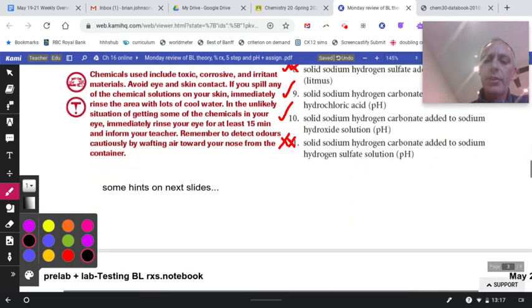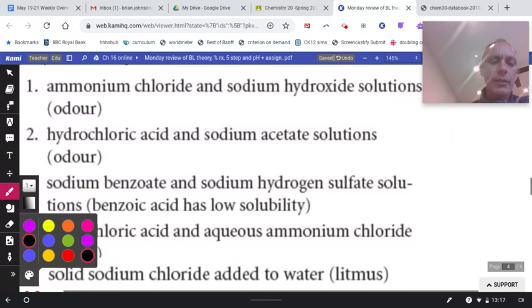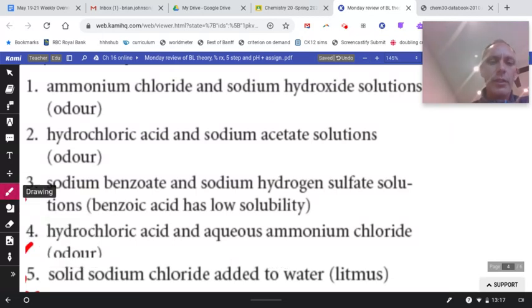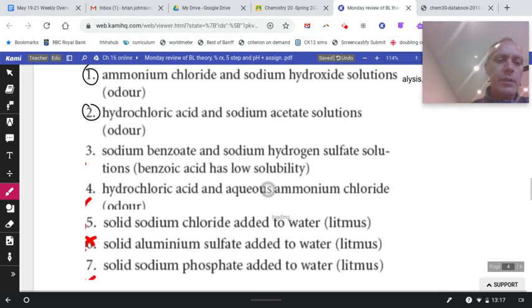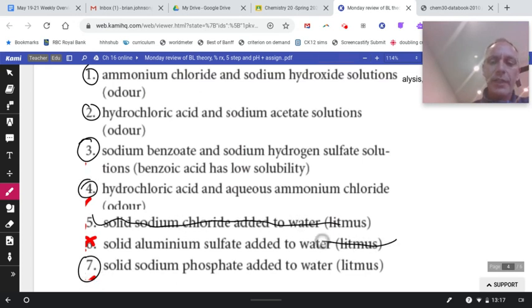So I've enlarged these reactions right here. So here they are, and it was 1, 2, 3, 4, and 7. So we're not going to do 5 or 6. We're not going to do 8 and 9 and 10 that are in your textbook as well. Just those 5.